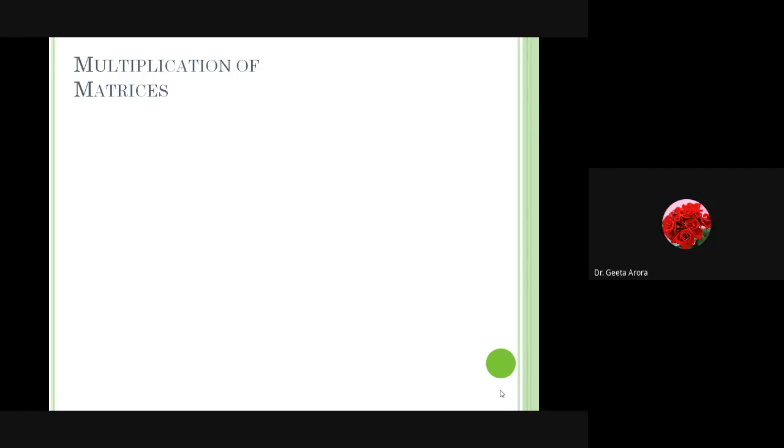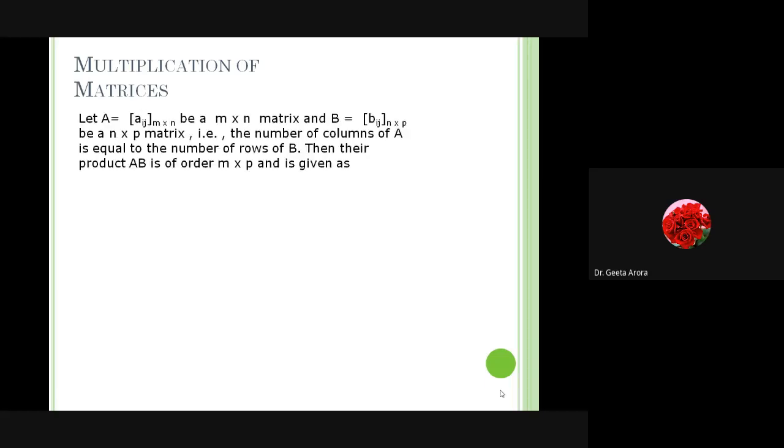Today we are going to discuss matrix multiplication. As we have already discussed, we can multiply two matrices A and B, or find their product, only when matrix A is of order m cross n and matrix B is of order n cross p. Here n is common in both of them, meaning the number of columns of A is equal to the number of rows of B.